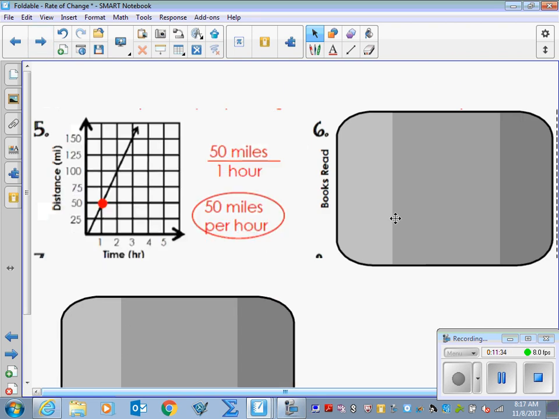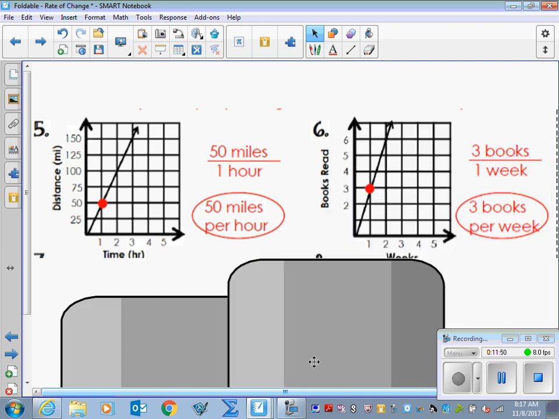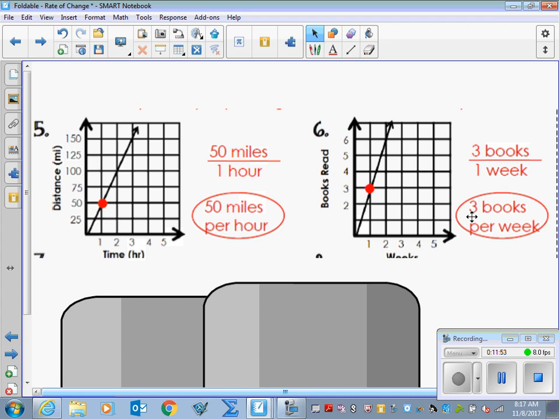So if we were to graph 50 miles per hour, so basically you're going to go over and up. Here's over to 1 hour, 50 miles, but that's really what it will look like for 50 miles per hour. Okay, this one, 3 books per week. So you go over to 1 week, number of books, 3, and you just simply draw a line. Now, of course, you could do that again, okay, if you wanted to, rise over run.